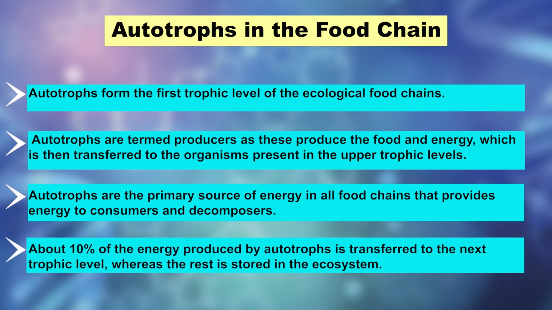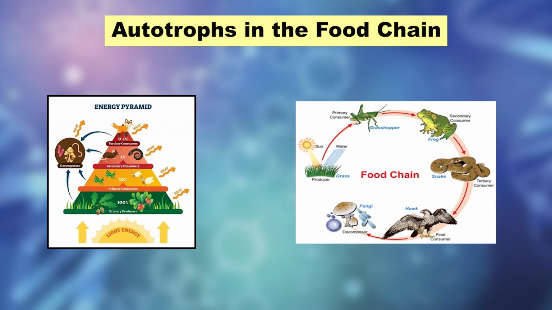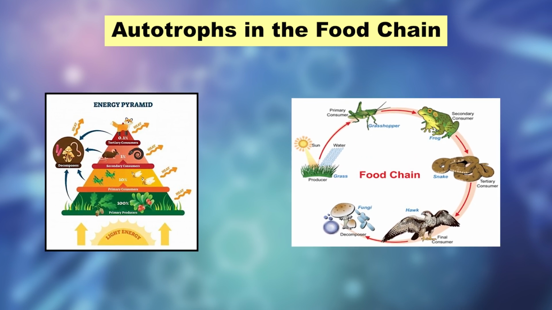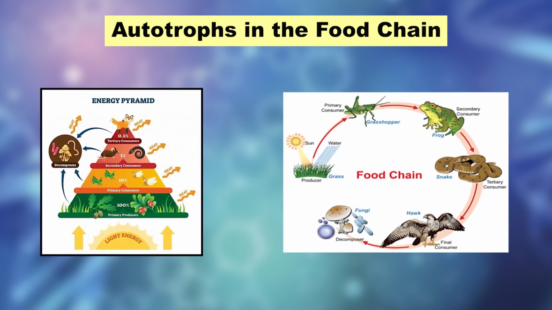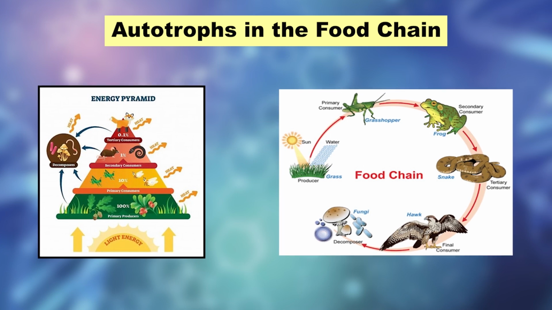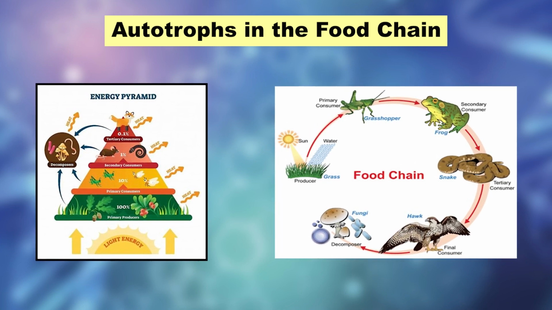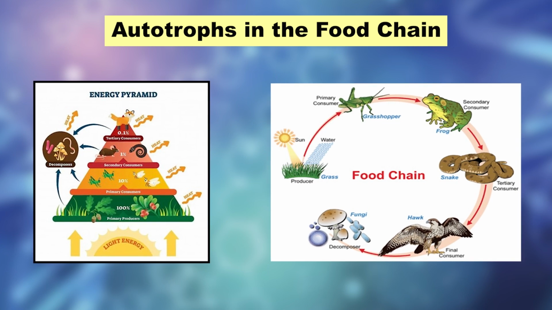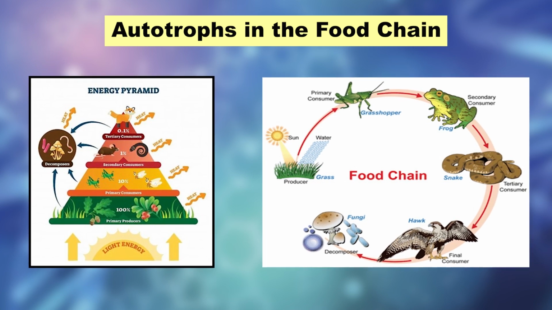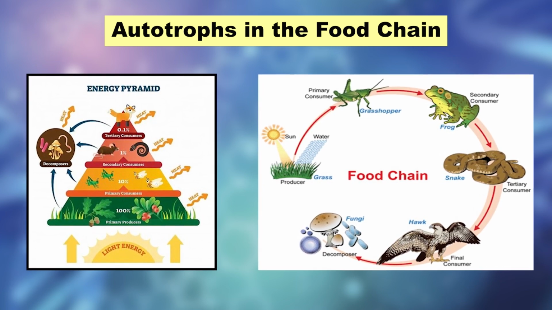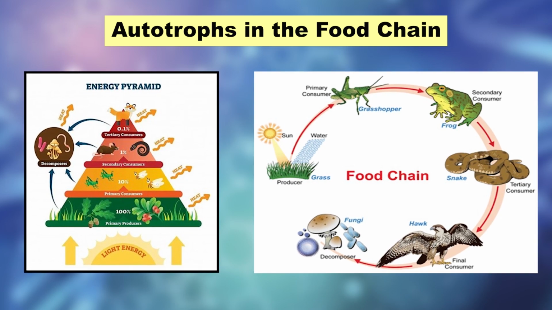About 10% of the energy produced by autotrophs is transferred to the next trophic level, whereas the remaining is stored in the ecosystem. Autotrophs form the largest trophic level in the ecological pyramid in terms of biomass as well as energy. You can clearly see this in the pictorial representation shown below. So, autotrophs are directly consumed by primary consumers, resulting in the transfer of energy. The energy then slowly moves through the chain to finally reach the apex predators.